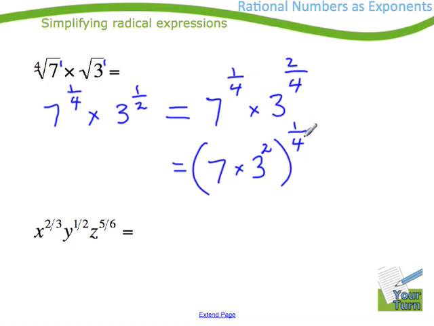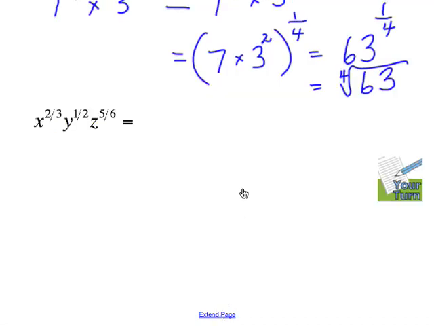So I can take the quarter out, and now I'm left with 7 times 3 squared, which is 9. 7 times 9 is 63. So I have 63 to the 1/4, which if I want to rewrite it as a radical, I could say it's the 4th root of 63. Interesting, interesting. That's quite a little bit of work to get to that point. Let's try this last one, and I think it's a similar kind of concept that we'll have to look at.